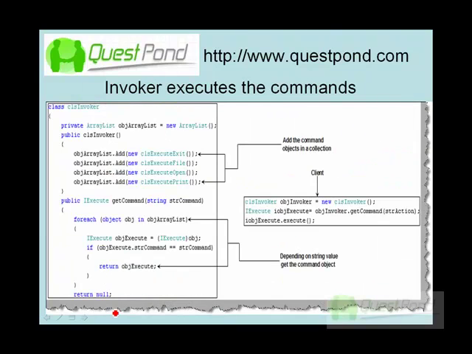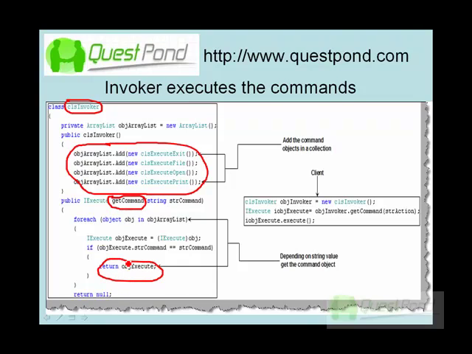Now we also need an invoker which will have the collection of these commands. So I've created a simple invoker class. This invoker class helps us, depending on what the action is, to get that action object so that we can execute it. I've added all the actions into one array list, and then I have a get command method in my invoker, which will help me get the actual object depending on the command we need.